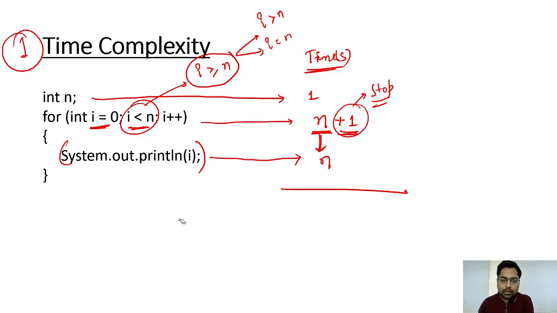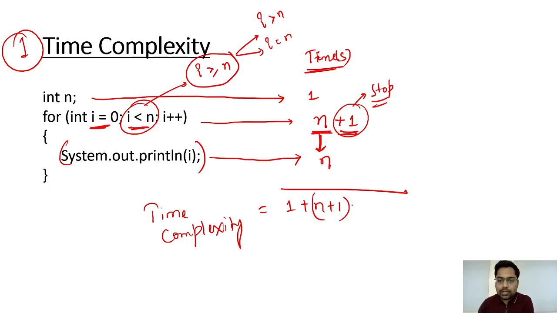Then how do we find the time complexity? Just add it up. The complexity will be obtained by adding 1 plus n plus 1. I'm just putting a bracket to make it clearer. Next you write 2n plus 2. So here we get 2n plus 2.